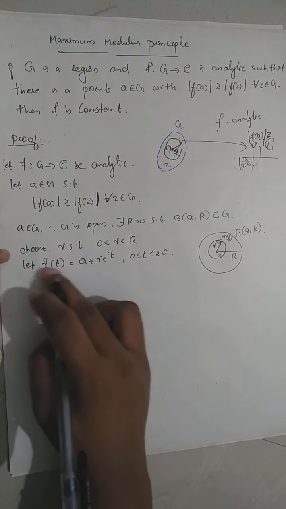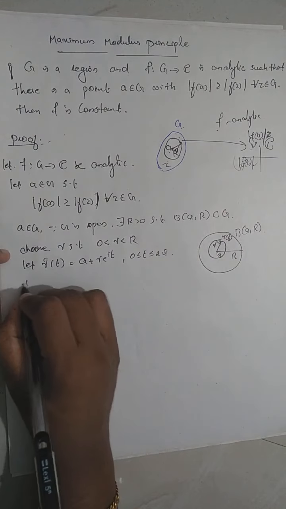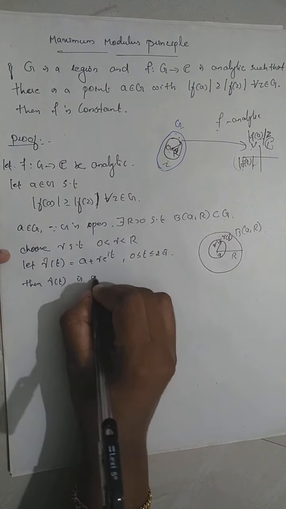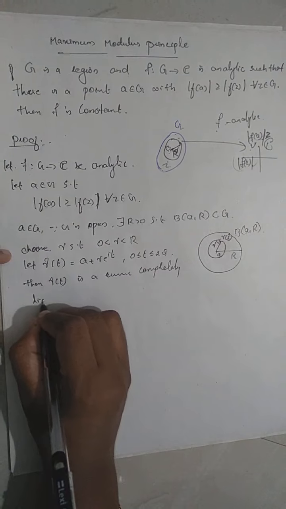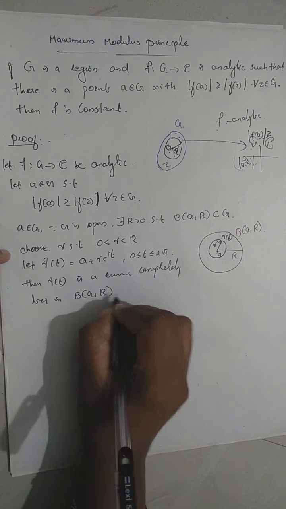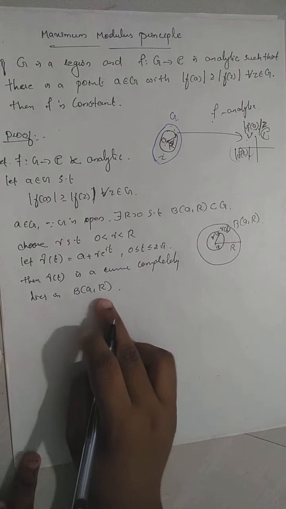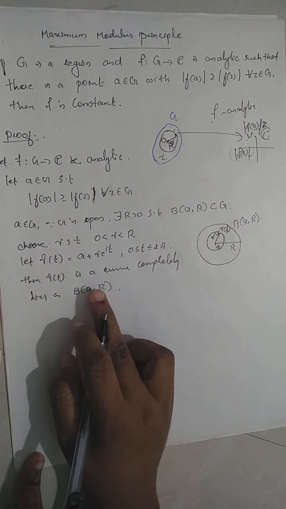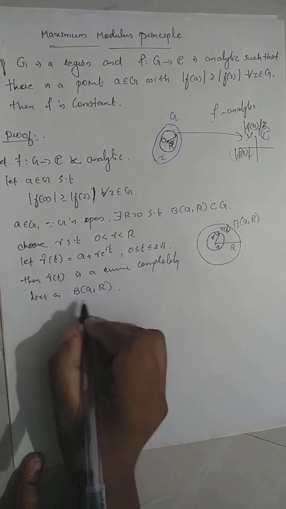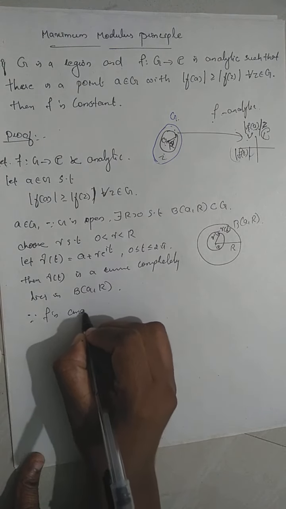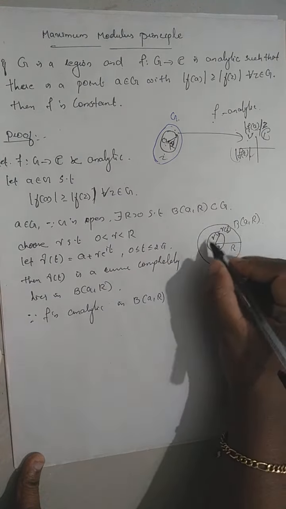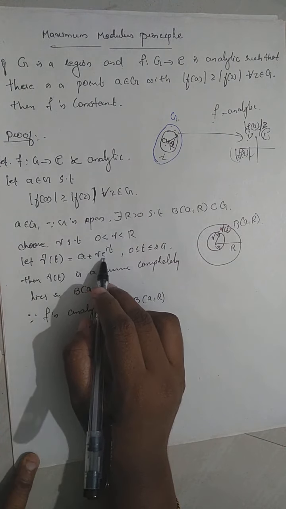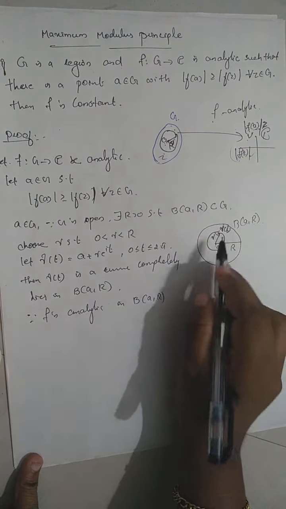And see, this gamma of t completely lies in B(a;R). Then gamma of t is a curve completely lying in the open disk B(a;R). So we have an open disk, and the function f is analytic in G. Since f is analytic in B(a;R) and inside that open disk we have a rectifiable curve gamma of t, which is defined as gamma of t equal to a plus r e raised to i t, where r is the radius of that circle.